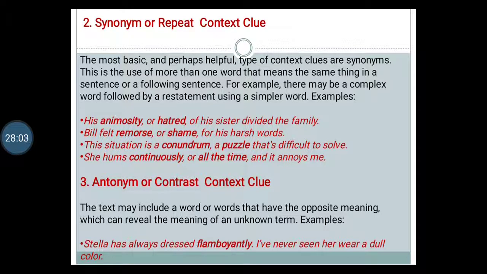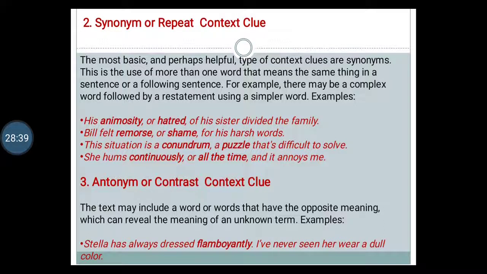Okay, a word is used with its synonym or synonyms in a sentence, and you are required maybe to find out the synonyms. Meanwhile, the answers have been given to you. For example, there may be a complex word followed by a restatement using a simpler word, but it's a synonym to the complex word. Look at this. His animosity or hatred of his sister divided the family. Animosity is complex, and the simpler meaning of animosity is hatred.